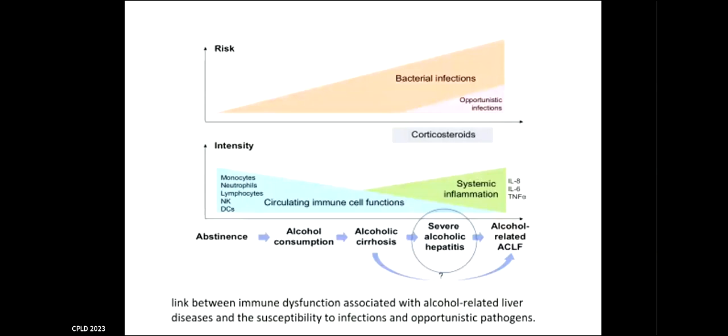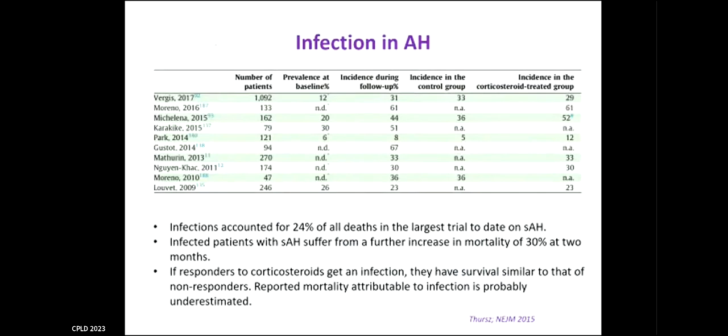And there's a link between immune dysfunction associated with alcohol-related liver disease and susceptibility to infections and opportunistic infections. So if you look at this from abstinence to alcohol consumption to severe alcoholic hepatitis, the circulating immune cell function decreases and the systemic inflammation increases. So these patients of alcoholic hepatitis are more prone to infections and opportunistic pathogens.